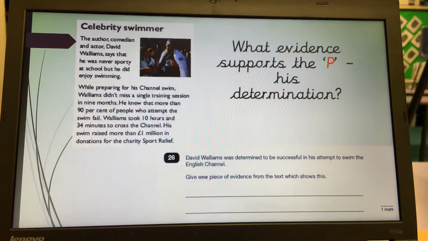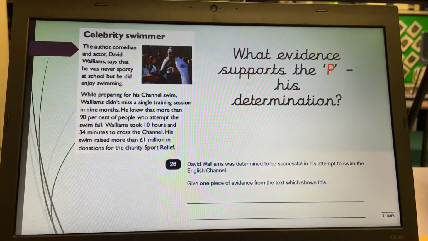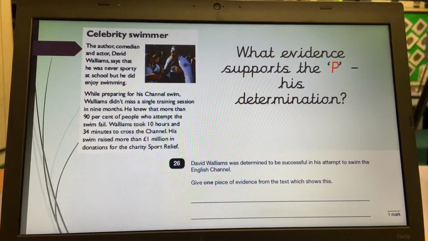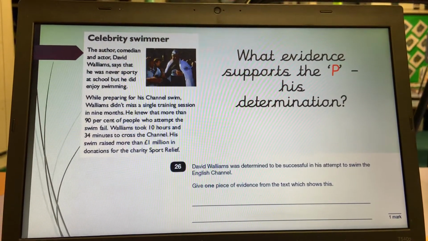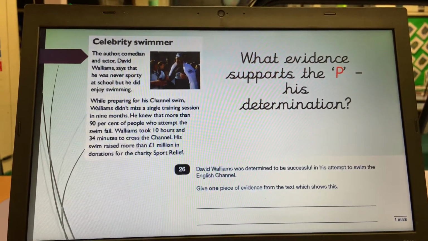The author, comedian and actor David Walliams says that he was never sporty at school, but he did enjoy swimming. While preparing for his Channel swim, Walliams didn't miss a single training session in 9 months. He knew that more than 90% of people who attempt the swim fail.